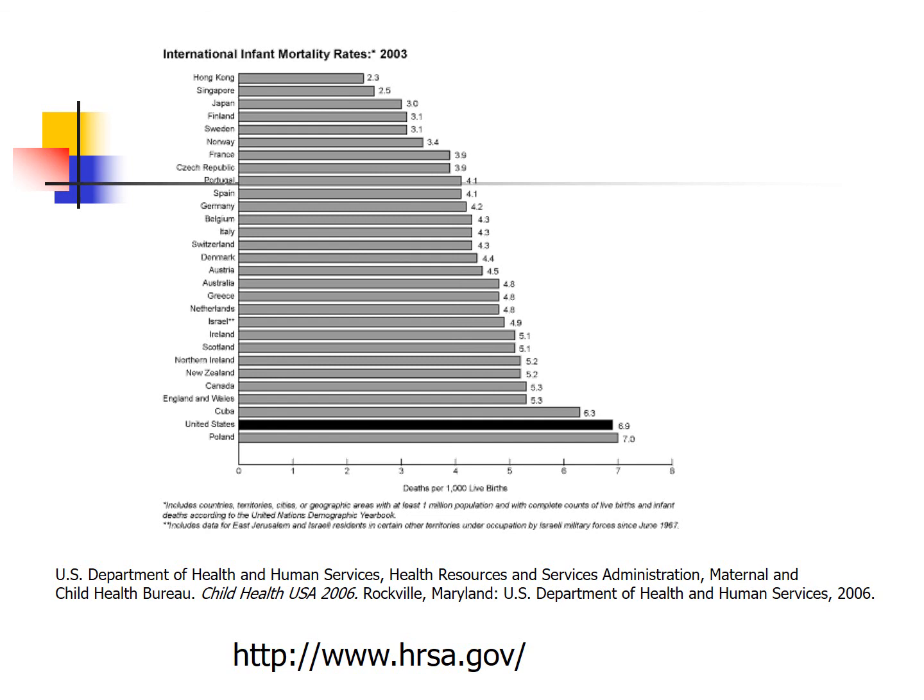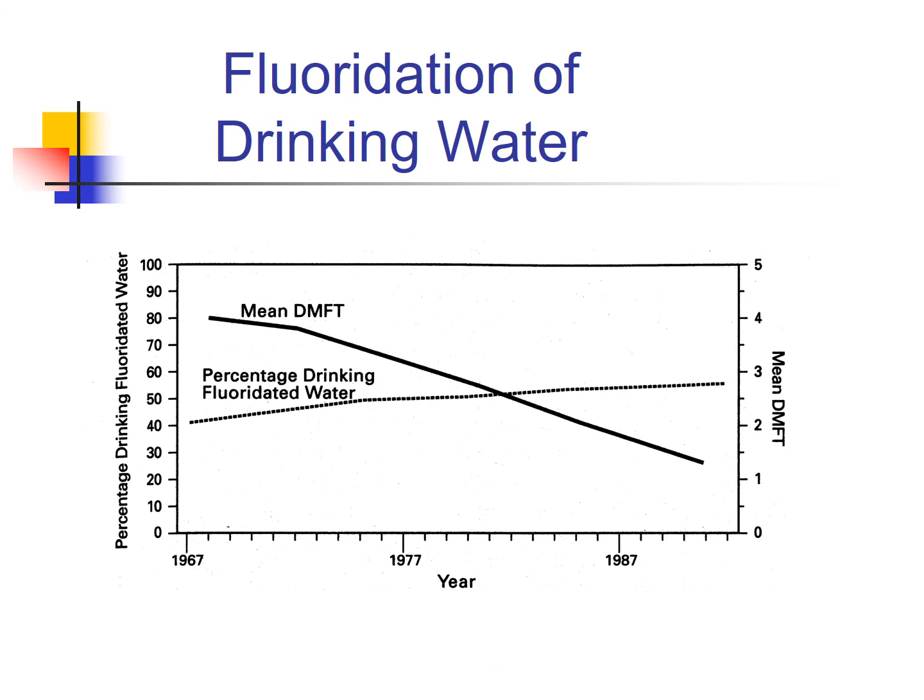This graph illustrates what I talked about on the slide before, that in spite of having the largest percent of our gross domestic product of any country devoted to health care, the U.S. still falls way below many other countries in terms of infant mortality, a primary indicator of the overall health of a population. Next slide. Fluoridation of drinking water.